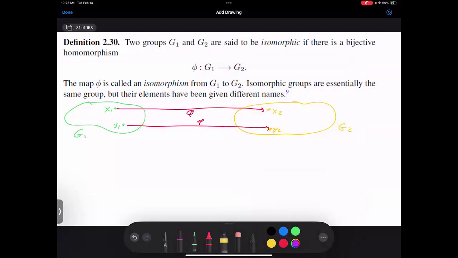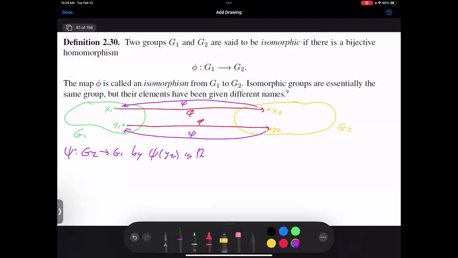Y1, and similarly X2 should be sent to X1. So I want to use this to define an inverse map C. C is going to be mapped from G2 to G1 by C of Y2 is the unique X2 such that phi of X2 is Y2.